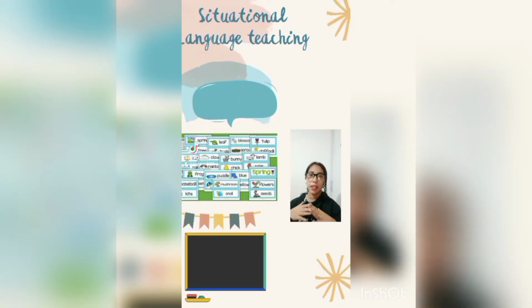Situational language teaching. It emerges from the oral approach.